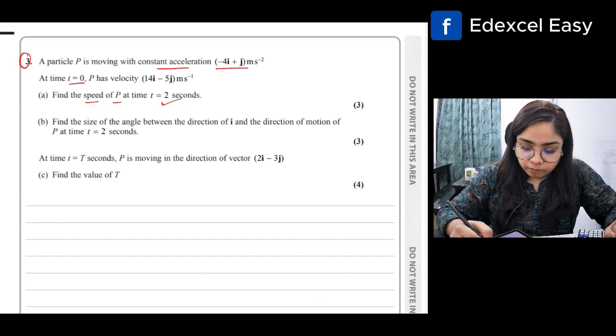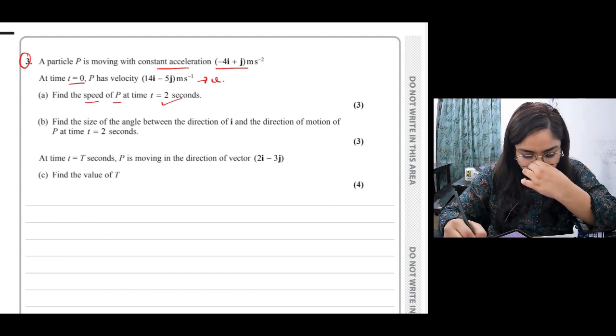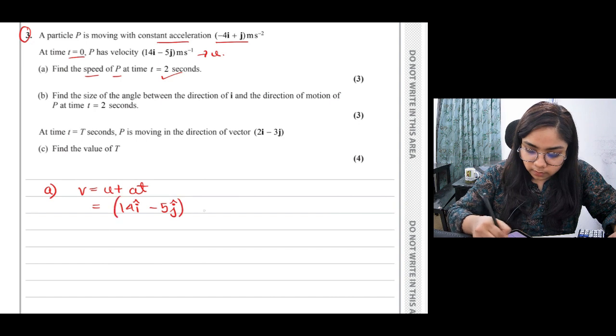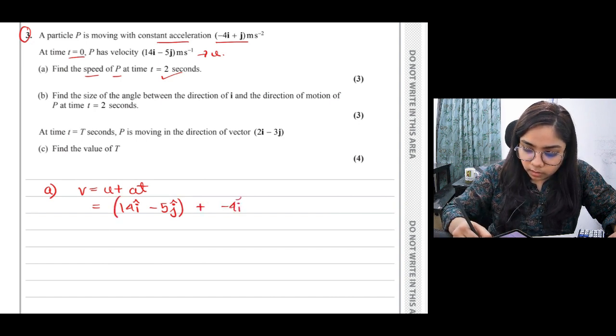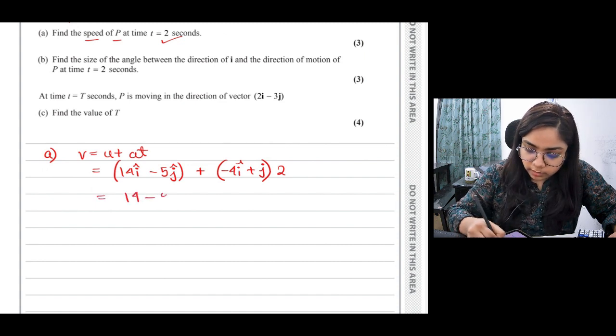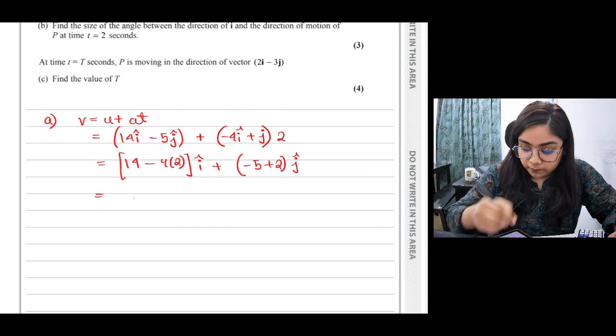At first, this was the value for acceleration, right? And this was the initial velocity over here. Using the time, we can find out the value for final velocity. Sorry, for part A, we're going to use the equation v equals u plus at. So u was 14i minus 5j plus acceleration was minus 4i plus j, and this will be multiplied with 2. So you get 14 minus 4 multiplied with 2 for i, right? And then you get minus 5 plus 1 times 2 for j, that is eventually 14 minus 8, which is 6, and over here you're going to get minus 3j.